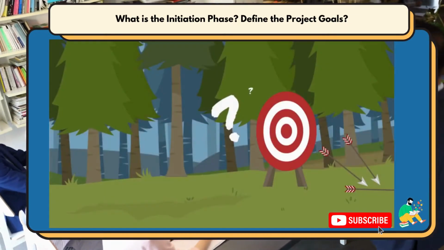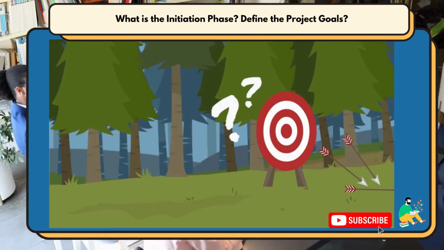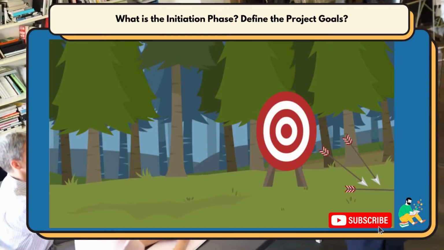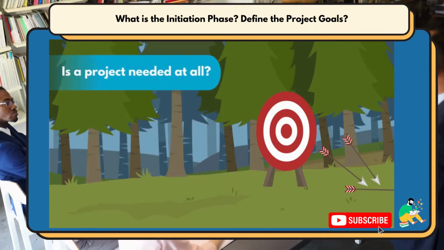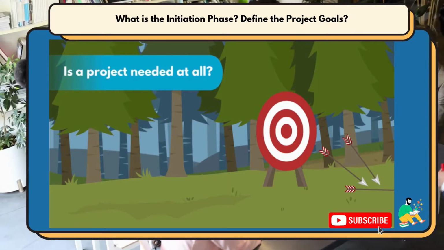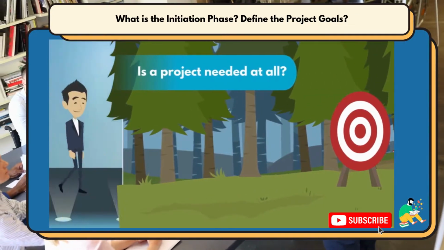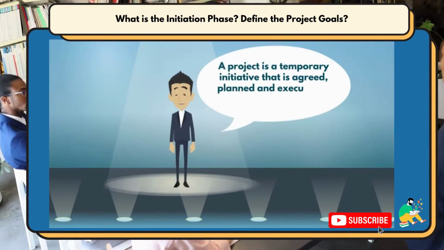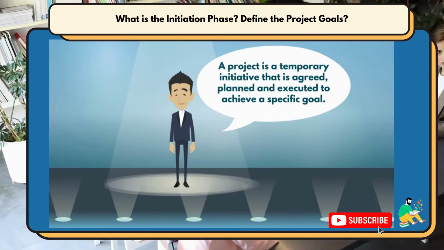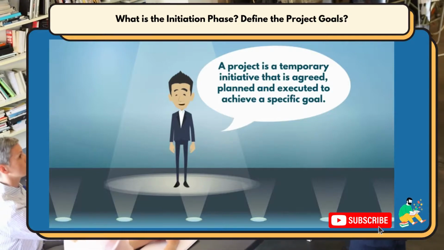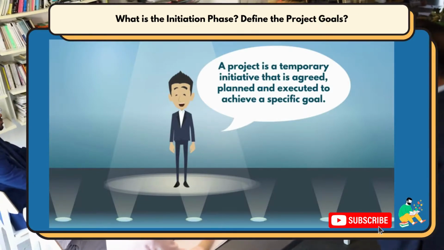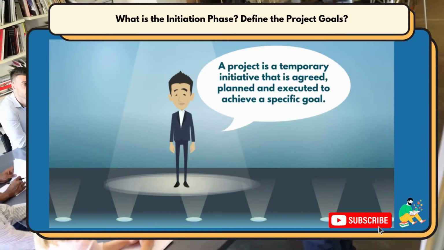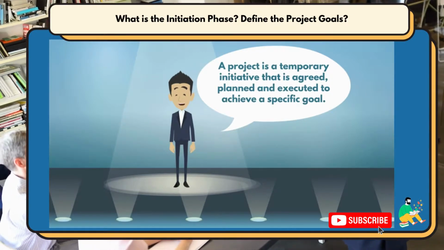So what is our goal? A project needs a goal. We need to know where we're going. On top of this, we must ask, does achieving the goal even require a project? Remember the definition of a project. A project is a temporary initiative and is agreed, planned, and executed to achieve a specific goal. The initiative is complex. It delivers benefit to the organization and fits its strategy.